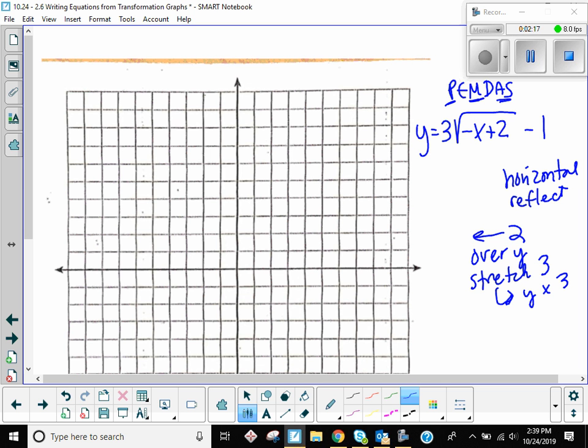And then after any multiplications, you take care of addition or subtraction. So we have this -1 out here. What direction will that go? Does that mean to go down, right? So that means down 1.